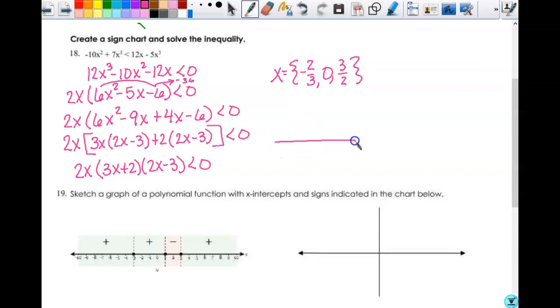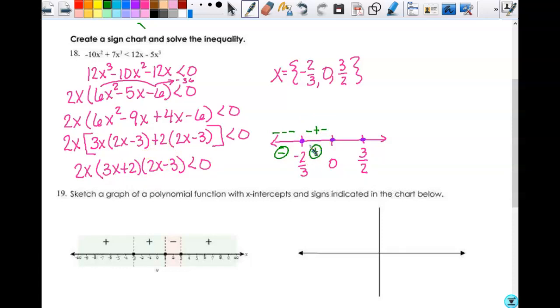So on my number line here, I'm going to put a negative 2/3, 0, and 3/2. Plot my points. And then let's test some and figure out our signs. So something less than negative 2/3, I can go with negative 1. So negative 1 in here is negative. Negative 1 in here is negative. Negative 1 in here would give me negative. It's negative overall. Between 0 and negative 2/3, well, it's going to have to be a fraction. Why don't I use negative 1/3? So negative 1/3 right here is going to be negative. Negative 1/3 times 3 is negative 1, plus 2 is positive, and then negative 1/3 in here will give me negative also.